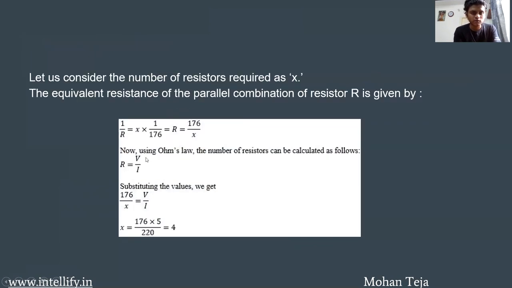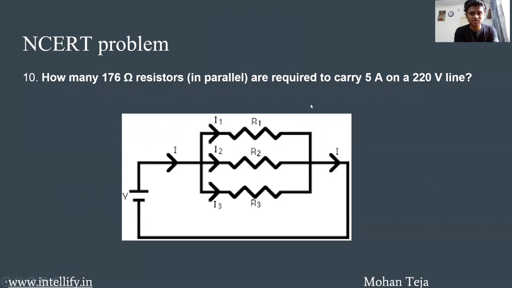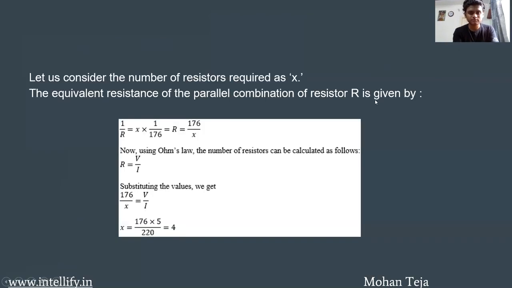So coming back again, now using Ohm's law, the number of resistors can be calculated. So now we know R is equal to V by I, since Ohm's law states that V is equal to IR. So if we substitute the value of R, which is 176 by X, equal to V by I, and substitute the value of V, which is 220, and I, which is 5, we get X equal to 176 into 5 by 220, which is equal to 4. So basically we need 4 resistors like this, so that for a 220 volt supply we get a current of 5 ampere. Thank you.